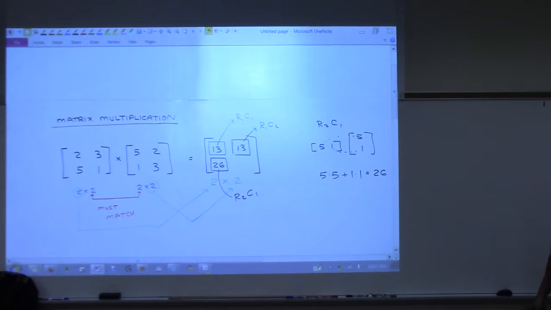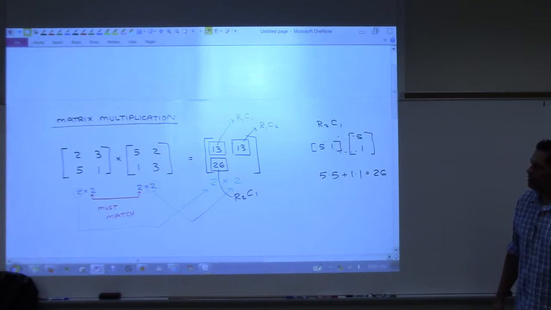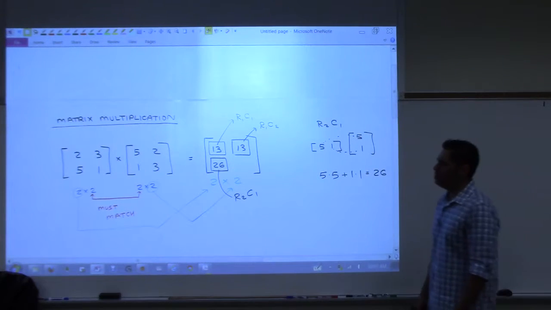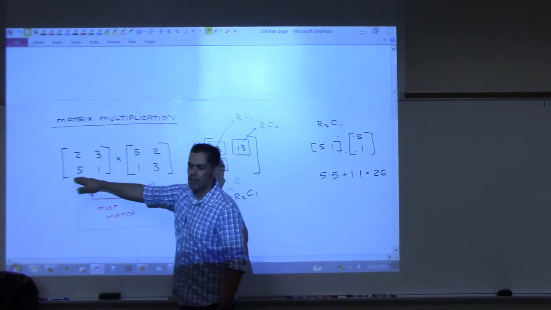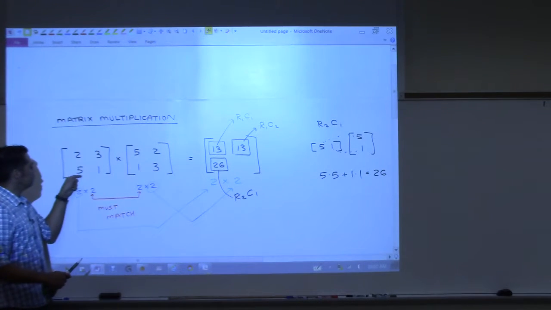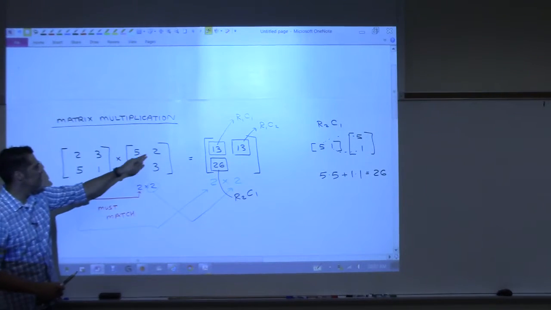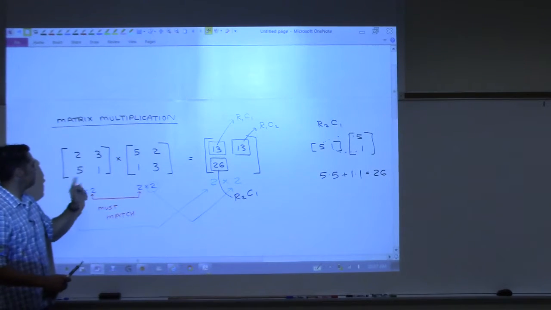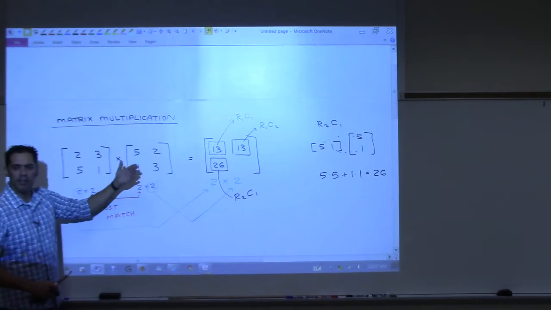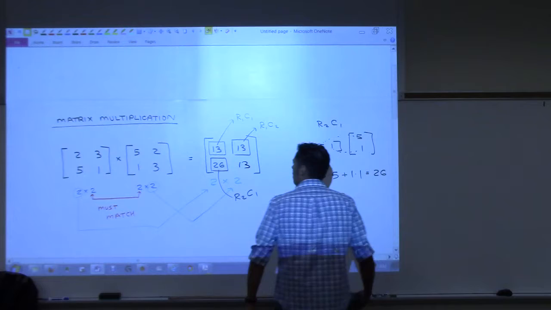All right. What's the bottom right one? Does anyone have the answer yet? 13. It's row 2, column 2. So you're going to be doing, let's see if we can do it without writing it down. Do you think you can? It's row 2, column 2. So 5 times 2, 10, plus 1 times 3, so 13. There's your result.